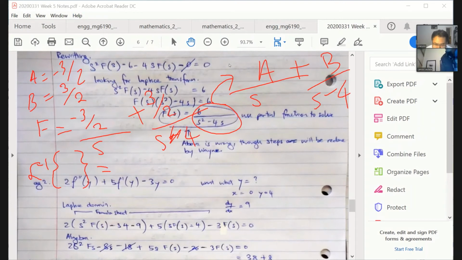Formula sheet. Oh, here's my table. Well, the first one looks like A over S, isn't it? From the formula sheet, it looks like something like this. And the second one looks like 1 over S minus A. See the formula sheet? Oh yeah, sorry, I didn't see the second one. S minus 4.